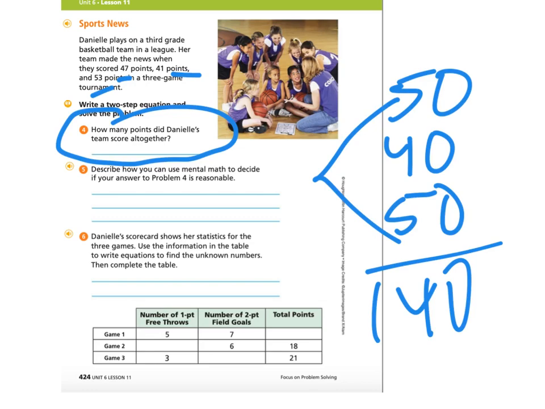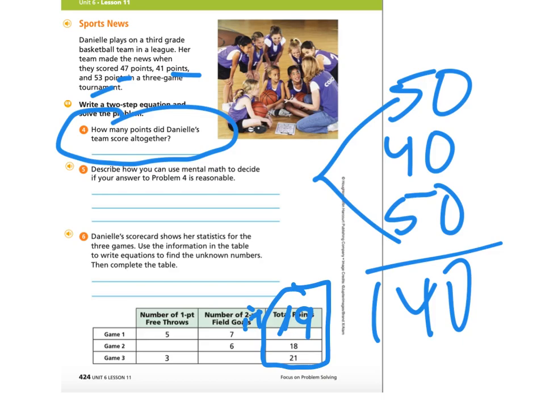So the number of 1-point free throws, in game 1 they had 5, game 3, so we'd have to do... So this would be Danielle's scorecard, so her stats. So this is kind of the important one. So what's nice is if she hit 5 1-point free throws and 7 2-point field goals, so that's 14 points, plus those 5, so she would have 19 points in the first game.